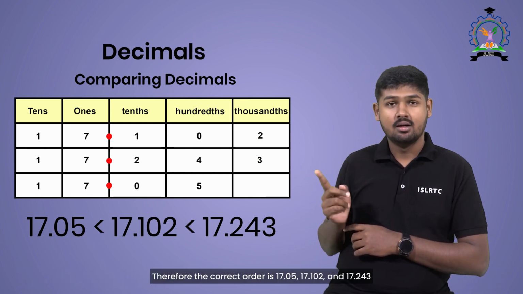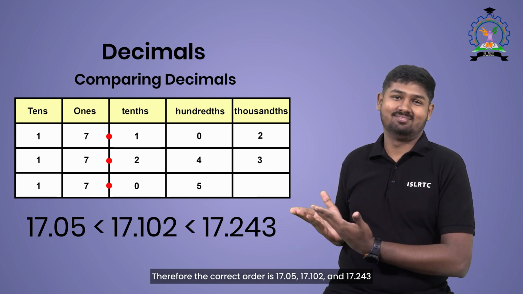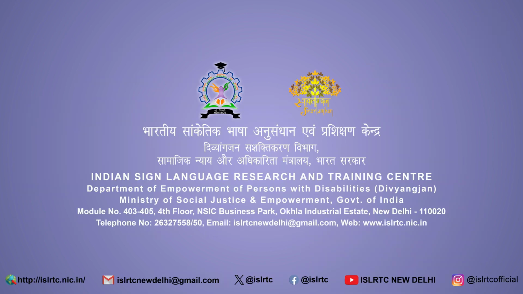Therefore, the correct order is 17.05, 17.102 and 17.243.